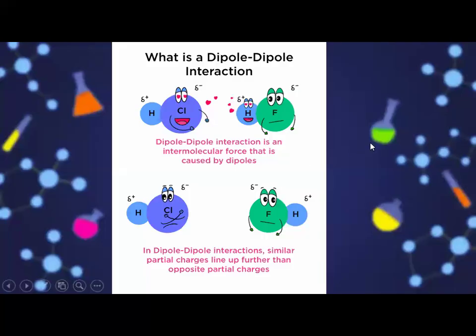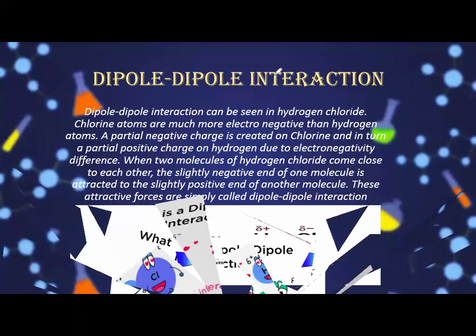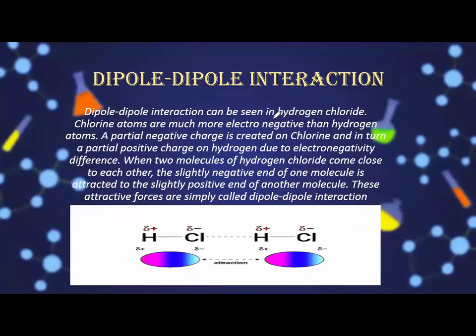Moving towards our next slide. Yes, another point: the dipole-dipole interaction can be seen in hydrogen chloride. Here's an example. You can know that chlorine atoms are much more electronegative than hydrogen. We know that the group 7A elements, especially fluorine and chlorine, have the highest electronegativity among all the elements, and these are highly electronegative elements. And we know that hydrogen is a positive element.